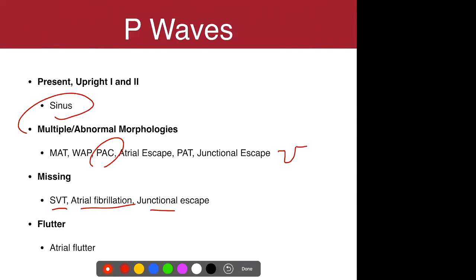So when we have atrial flutter, we don't really have P waves, but we have those sawtooth waves, called flutter waves, and so that will help us to determine that. So we're looking at the P wave morphology. If they're present, are they upright where they're supposed to be, or are they inverted, or missing?